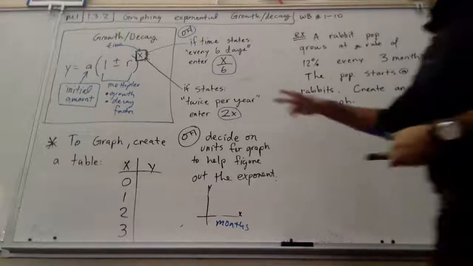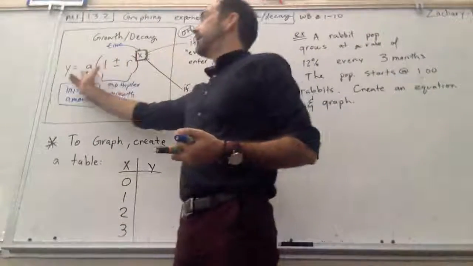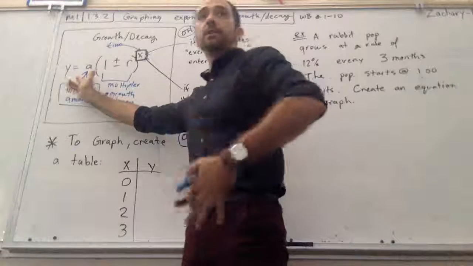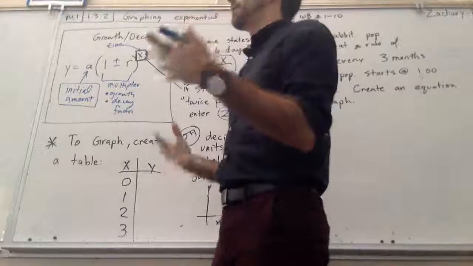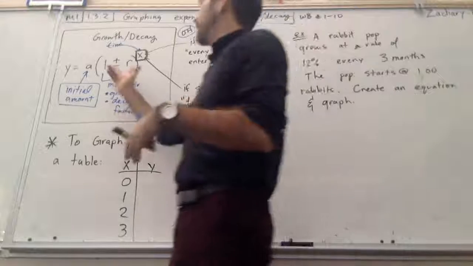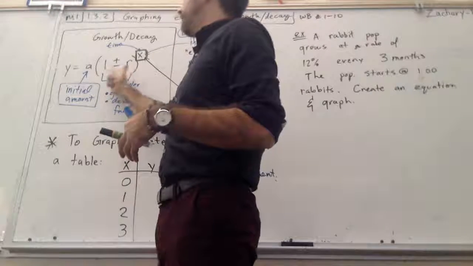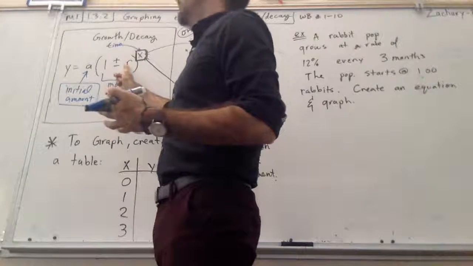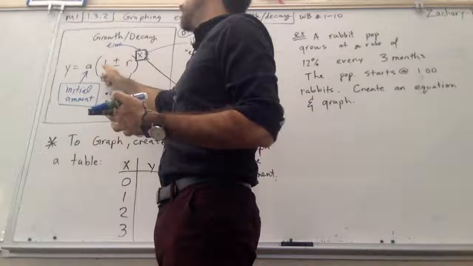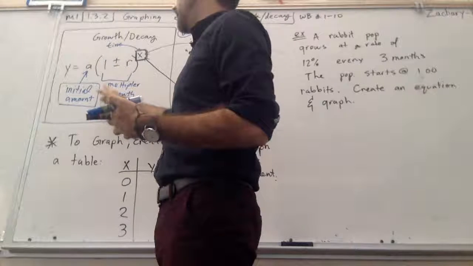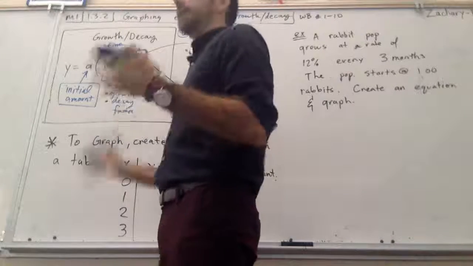Okay, so we know that growth and decay, we start here. The a out in front is always the initial amount. You start with 3 rabbits, you have 3 out there. This is our multiplier, which is when we combine the rate as a decimal, either adding it to 1 or subtracting it from 1, then that is called our multiplier. That's going to be our growth or decay factor.